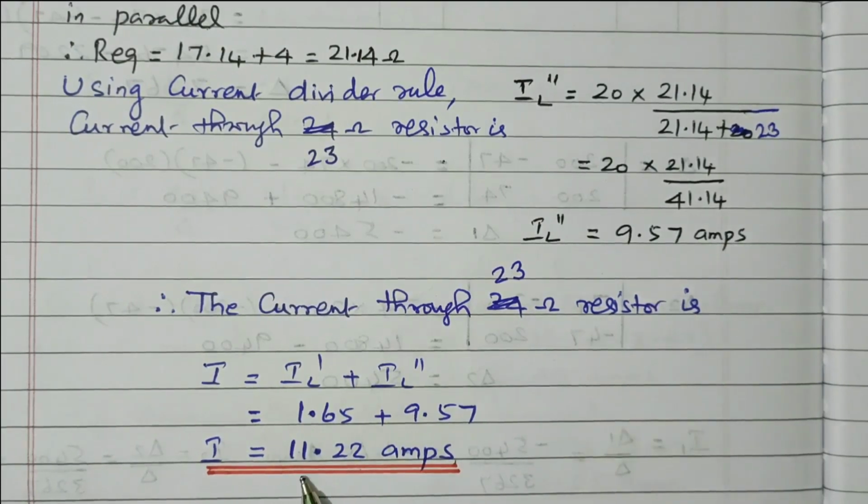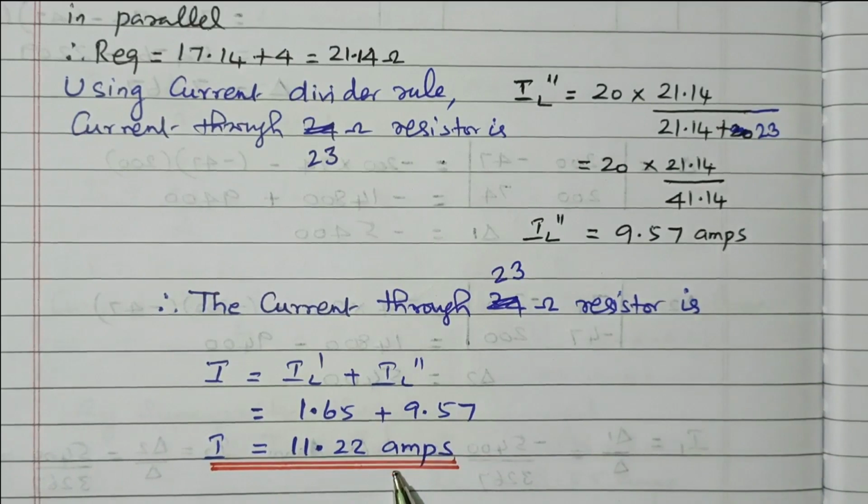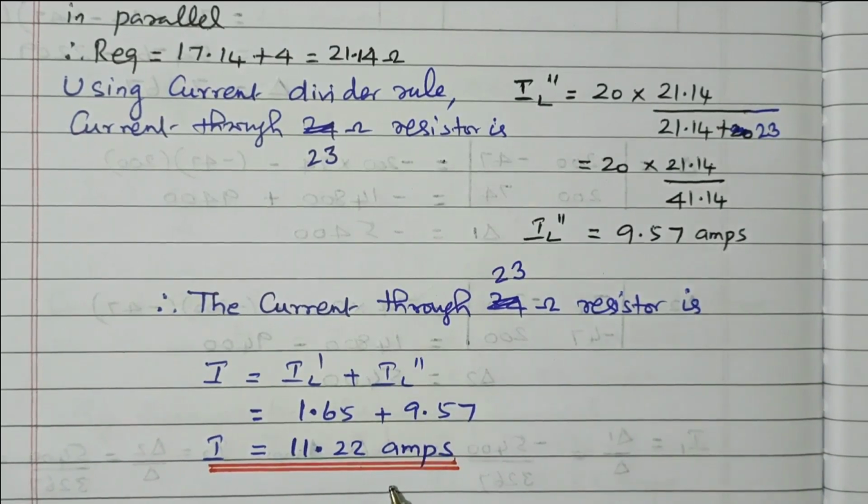Both are added together. So 11.22 ampere. So this is the current flowing through the 23 ohm resistor due to voltage source as well as current source.